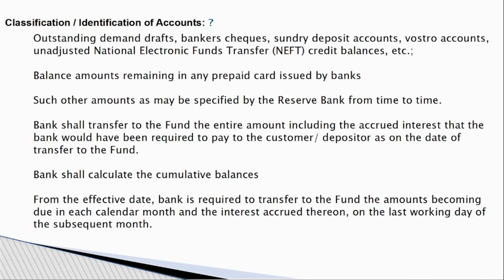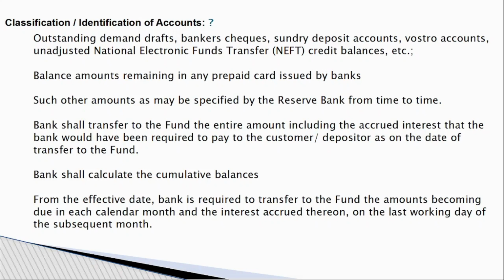So if you issue a DD to a non customer for 50,000 and he has not submitted the DD and has not come to the bank to cancel the DD, then the bank will wait for 10 years. If there is no customer request, then this amount will be transferred to DEF. And credit balance in the prepaid cards and any other accounts specified by the Reserve Bank of India from time to time, and the credit balance is not claimed by any customer for more than 10 years, these amounts will be transferred to DEF fund.